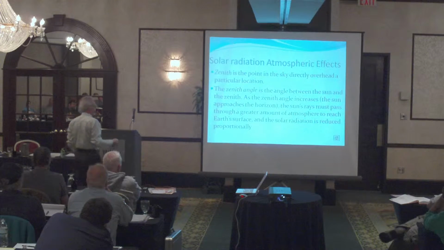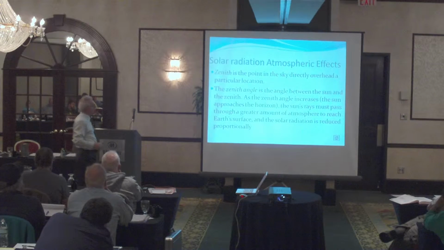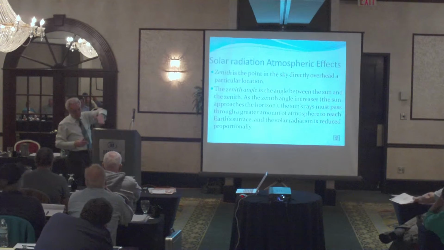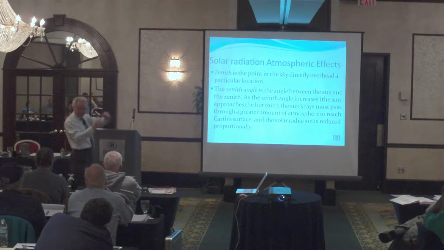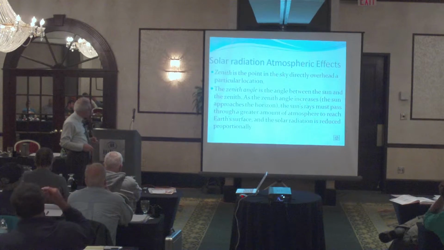The zenith angle is the angle between the sun and the zenith, and I'll show you a picture of it. If you increase that angle, the sun will be approaching the horizon, so the sun rays have to pass a lot more distance. So let's look at a picture to see what this means.